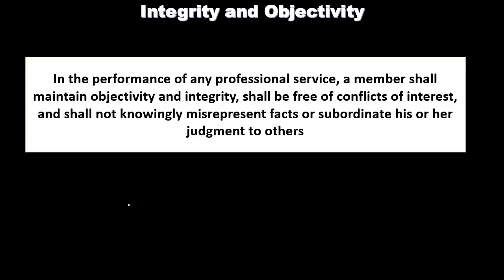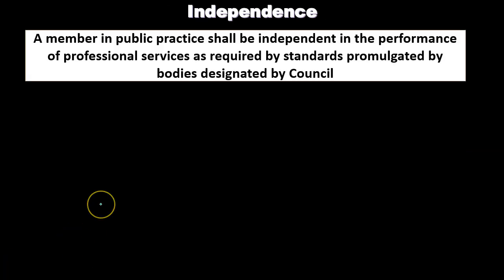Next, we have integrity and objectivity. What is that? In the performance of any professional service, a member shall maintain objectivity and integrity, shall be free of conflicts of interest, and shall not knowingly misrepresent facts or subordinate his or her judgment to others. Next, the concept of independence. A member in public practice shall be independent in the performance of professional services as required by standards promulgated by bodies designated by council.